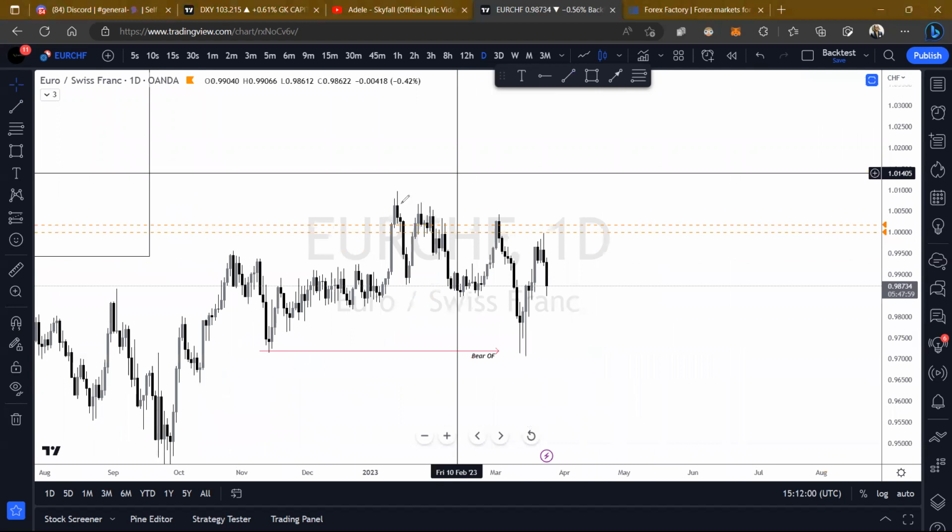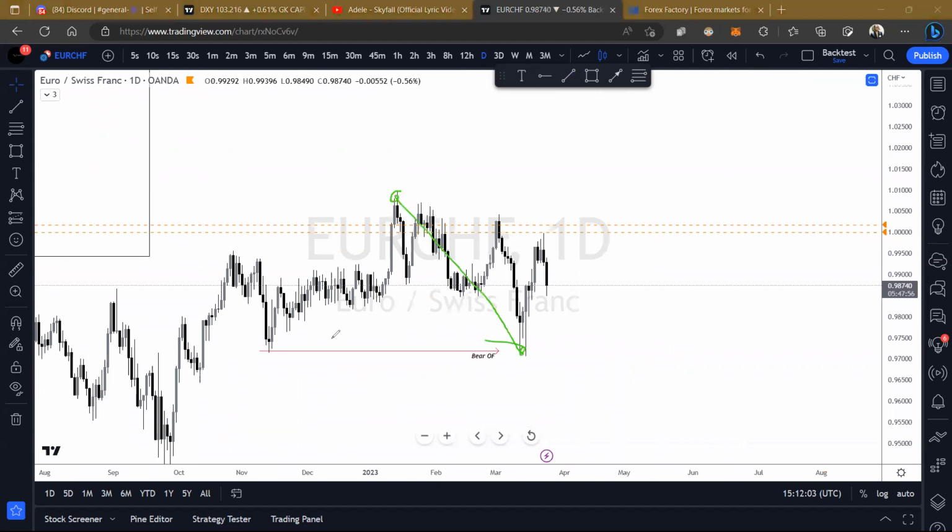Now, I know this is the whole leg that caused this. So this is what's maintaining it, and then this was that slingshot of the order flow that caused the break.